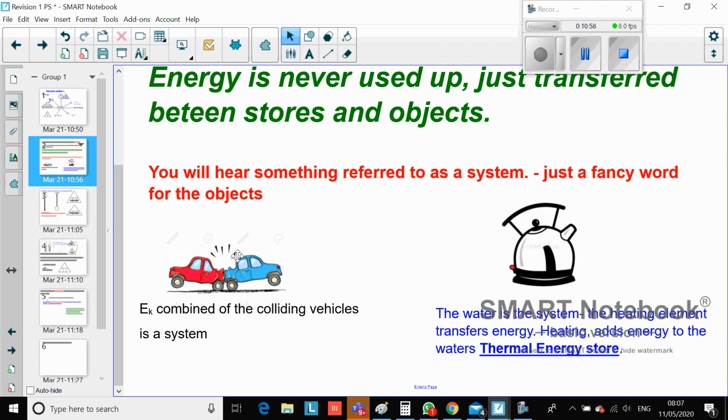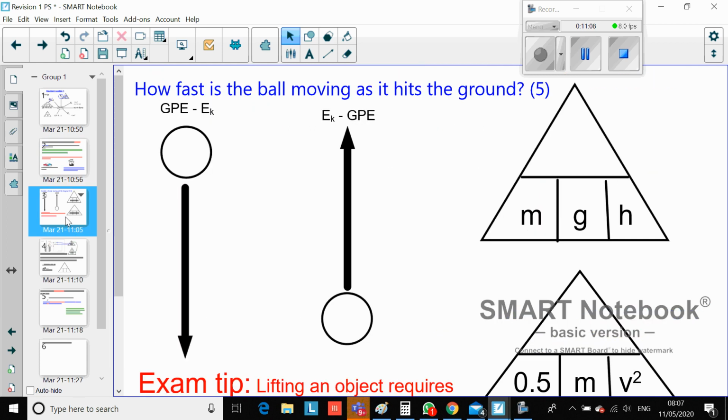Take, for example, a pair of colliding cars. The kinetic energy combined for the colliding vehicles is a system. So you think of that as a closed system. So an example might be, this would be a very higher order question. How fast is the ball moving when it hits the ground?